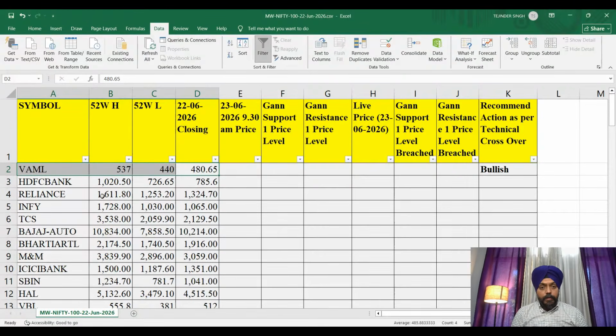Today is 23rd June and the market opening time is 9:15 AM. In the first 15 minutes there is a lot of market noise, so I will be selecting the price at 9:30 AM. You can see here, I will be selecting the price at 9:30 AM for the VAML stock.